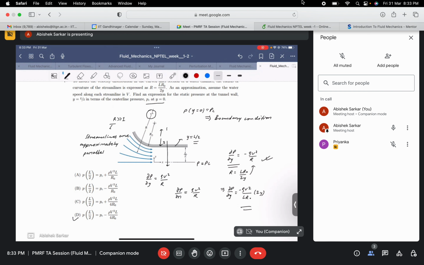So keeping that in mind, what I say is that now, since this is my geometry, if this is the curvature, say this is the curvature of the streamline, and this is given by this, what would be a normal direction here? Would it be here or here, upward or downward?